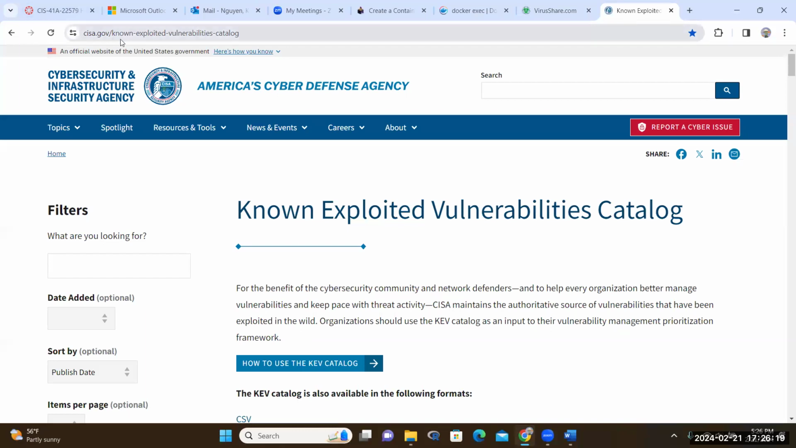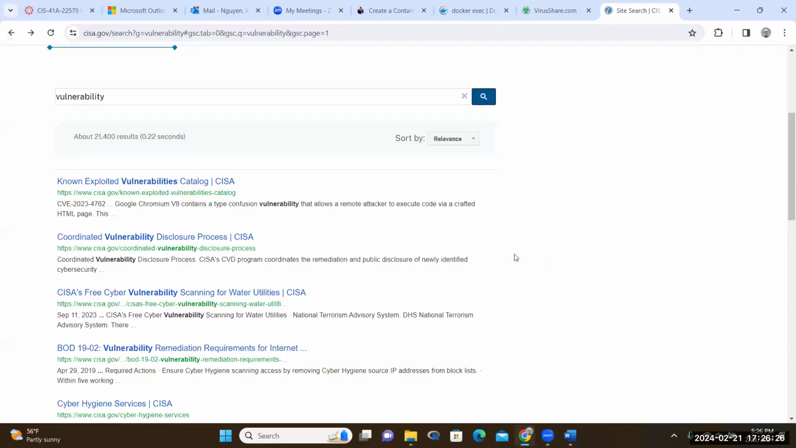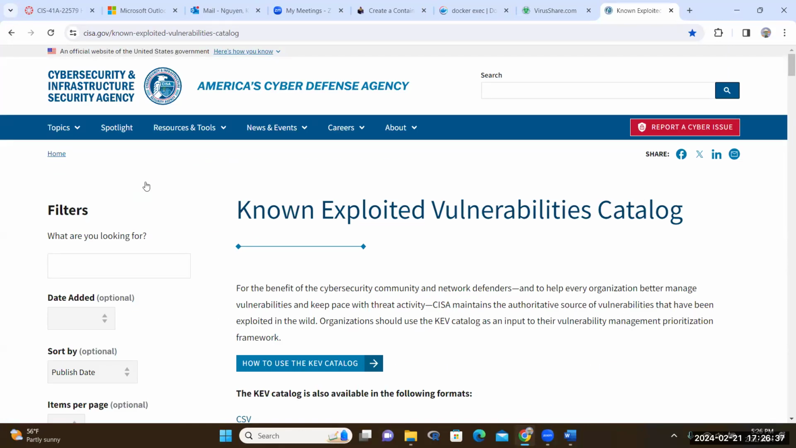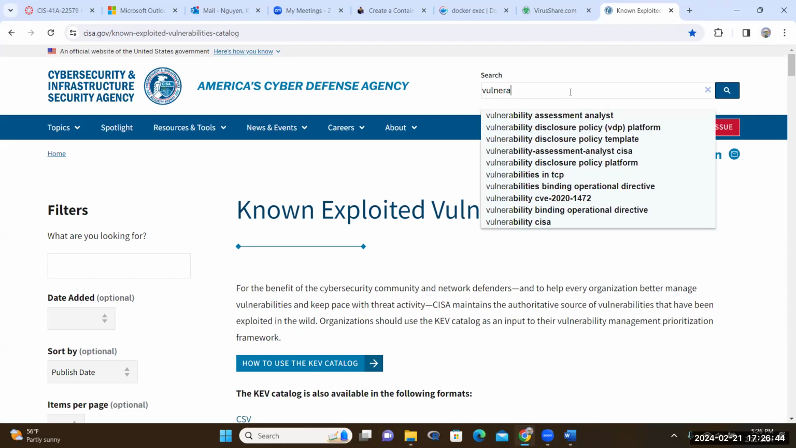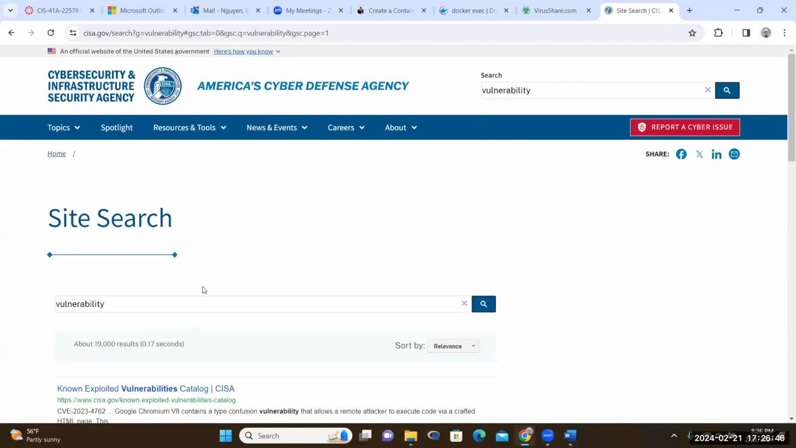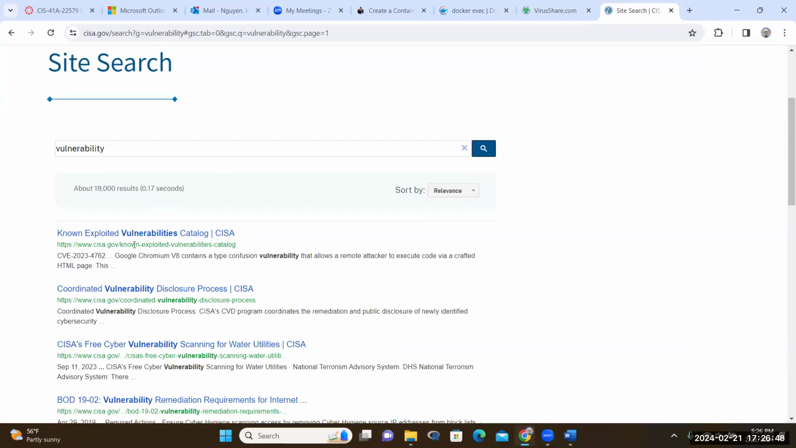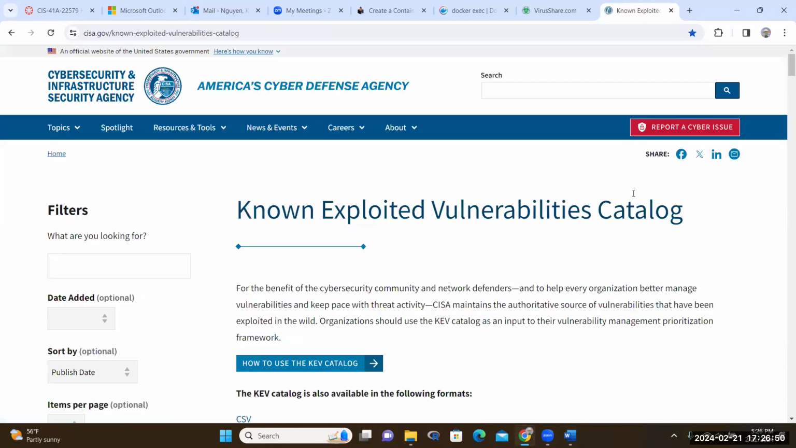Okay. So if you go to the CISA website, you can search for vulnerability. And then you're going to go to the known exploited vulnerabilities catalog. So search here on the right side at the top for vulnerability. It's going to take you to this page, and then you can click the first link.